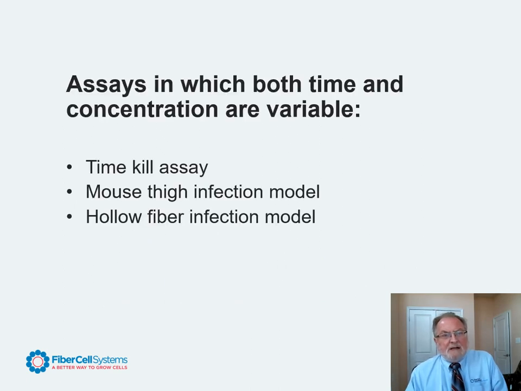To properly evaluate antibiotic pharmacokinetics and pharmacodynamics, it is necessary to utilize assays which take into account the variables of both time and concentration. So these would be the time kill assay, the mouse thigh infection model, and the hollow fiber infection model.